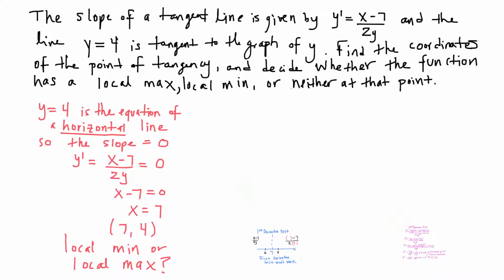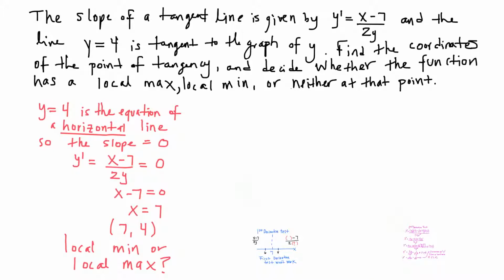And the first thing we should realize is that they told us that we have y equals 4 as the tangent line. And y equals 4 looks like the equation of a horizontal line. So the tangent line is horizontal. Again, they didn't say that it was horizontal, but by giving us that equation, we know it's a horizontal tangent. And so the slope has to be 0. And there's the slope. We take the slope, set it equal to 0. And so x must be 7.